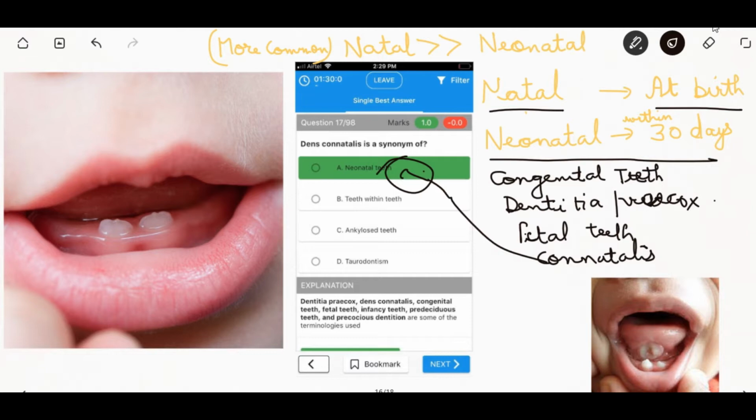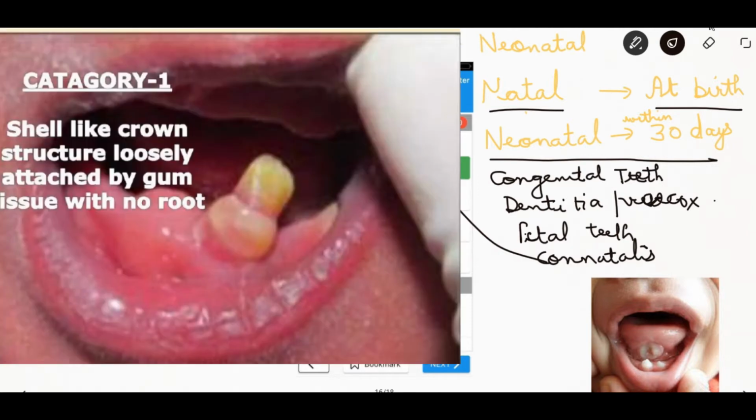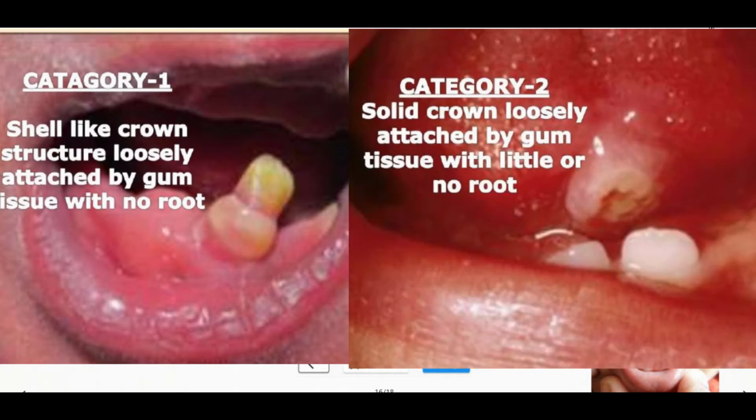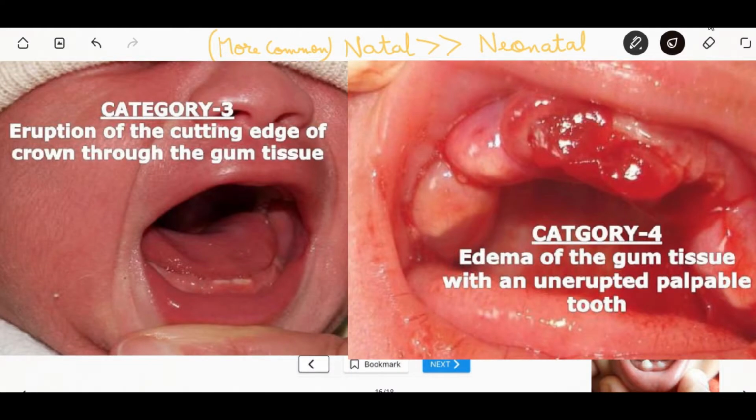What are the 4 clinical categories of natal teeth? Category 1 has a shell-like crown structure, loosely attached by gum tissue with no root. Category 2 involves a solid crown loosely attached by gum with little or no root. Category 3 means eruption of the cutting edge of the crown through the gum tissue. And category 4 is swelling of the gum tissue with an unerupted but palpable tooth.